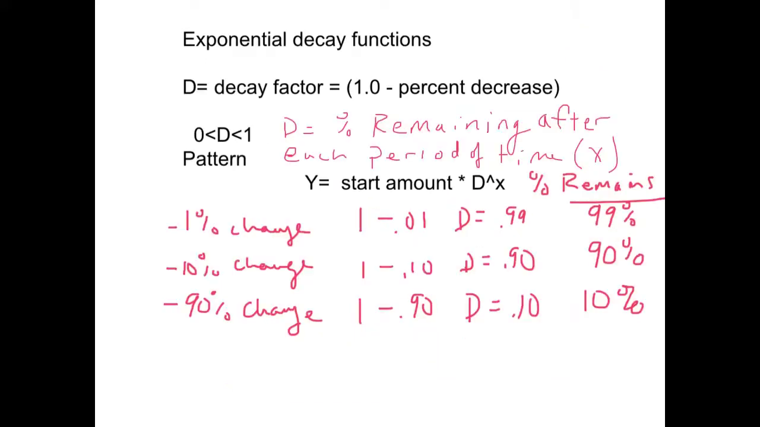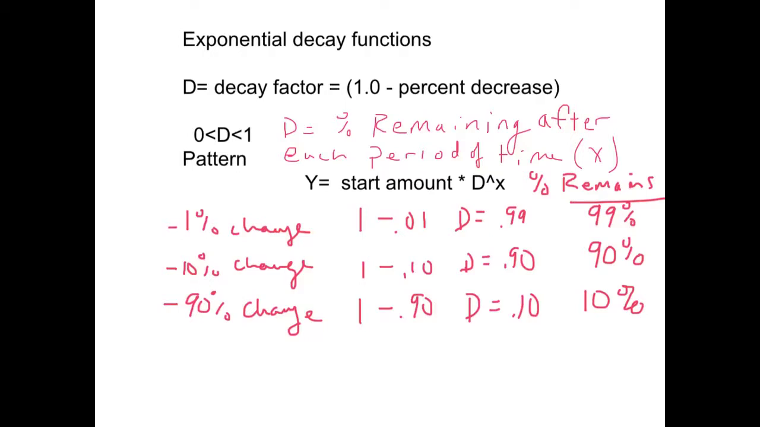Okay, so going into a little bit more detail on these equations, the number d is going to be the percent that's remaining after each period of time. So it's important to know that when you have this equation, this is not going to be the percent change, or the percent of decrease. You're going to take 100% and take away the percent that it's decreasing.